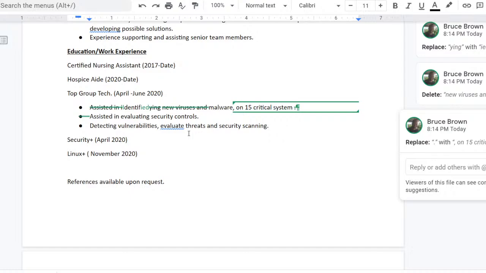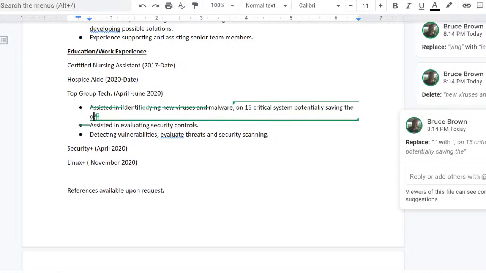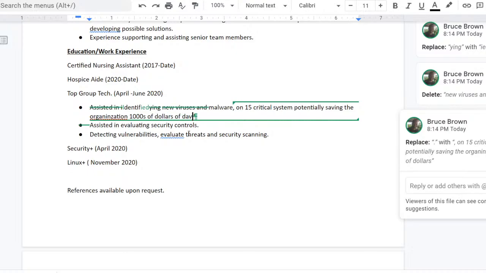and, let's say, potentially saving the organization thousands of dollars of damage.